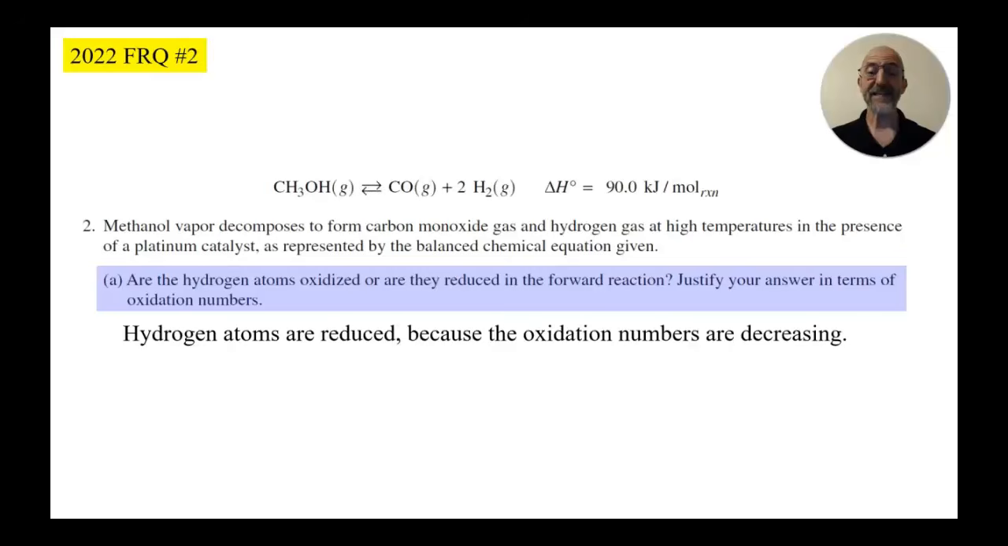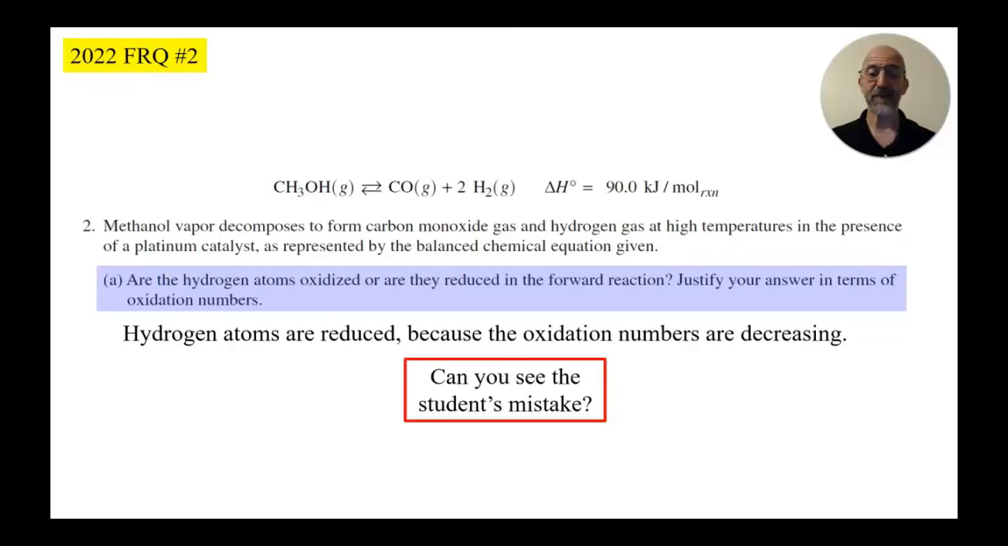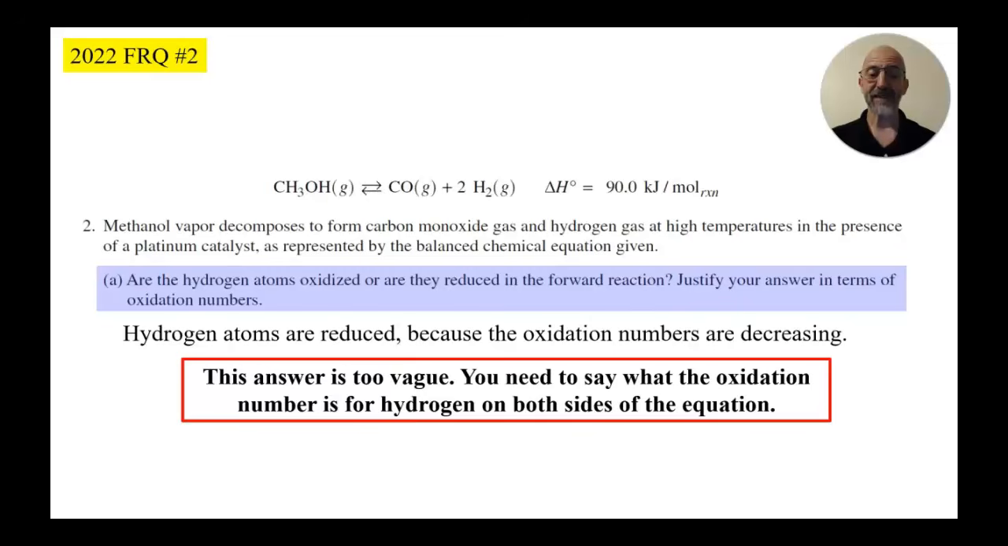Now, that's actually not enough to earn the point. It is true that the oxidation numbers would be decreasing in this example, but the mistake is that the answer is too vague. You need to say what the oxidation number is for hydrogen on both the left side and the right side of the equation. So what are they decreasing from? Is it from 7 to 2 or is it from 3 to 1? And so that's not specific to say that they are decreasing.